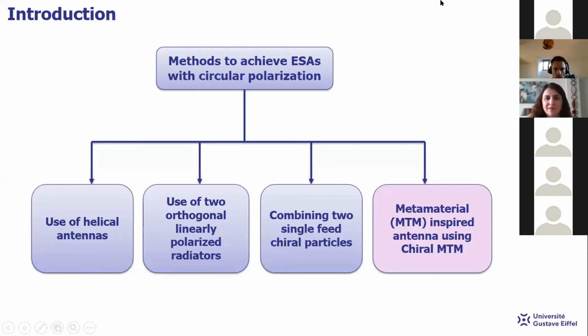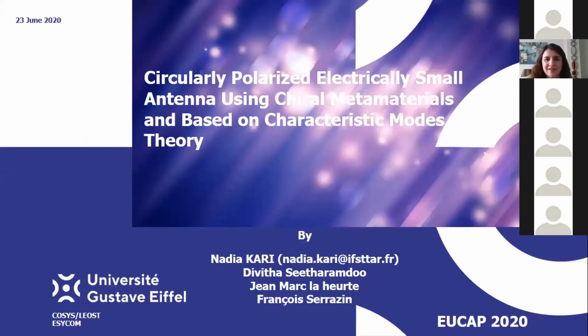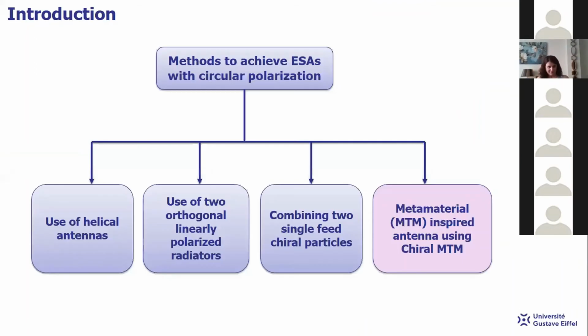Hi everyone. Today I'm going to present my work, circularly polarized electrically small antenna using chiral metamaterial and based on characteristic mode theory. With the development of wireless communication systems, electrically small antennas have become a topic of intensive research due to their compact form and potential use in various wireless applications. On the other hand, some applications require circular polarization radiation in order to avoid polarization mismatch, for instance for 5G wireless communication systems or for biomedical applications and so on.